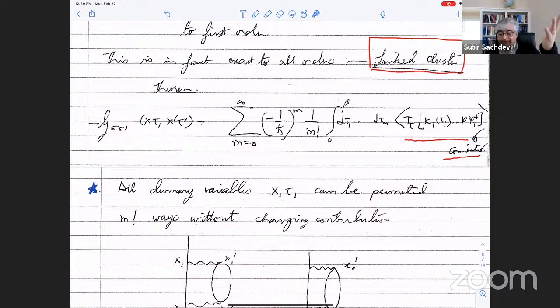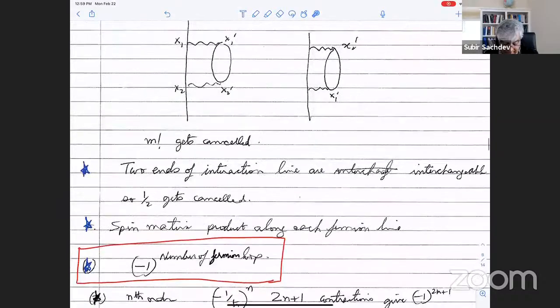So that's already one of the big advantages of drawing pictures rather than actually doing the perturbation theory by hand. You only keep connected diagrams. Okay.